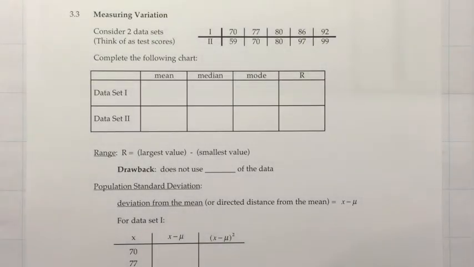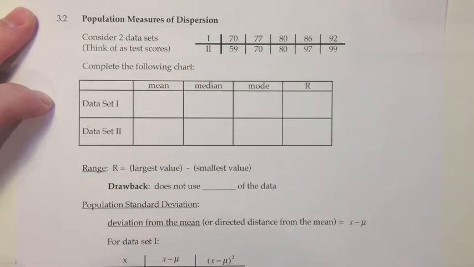Section 3.3, Measuring Variation. In Section 3.1, we looked at ways of using the mean, the median, and the mode to make a calculation to try and measure the center of a data set. In Section 3.2, when we did box plots, we started to get some sense of how spread out data sets were through the graphs we were making. Now in this section, we're going to learn how to make calculations that get a sense of measuring that variation or dispersion or spread that exists in our data sets.